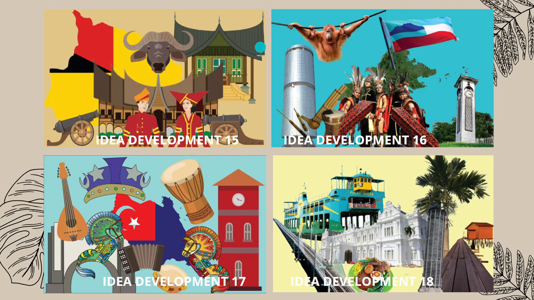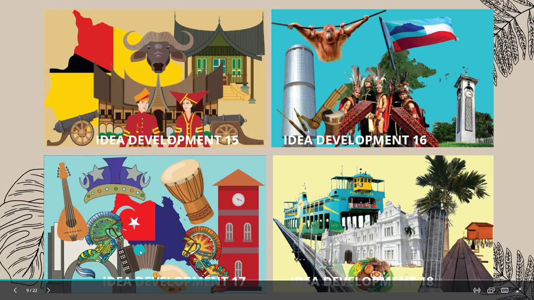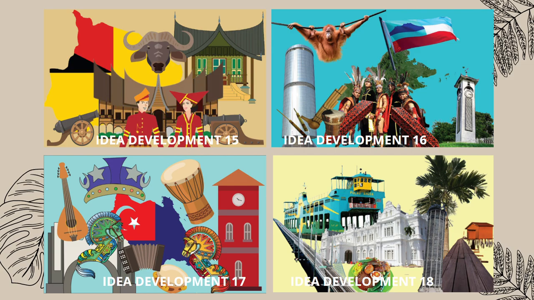And then for the idea development number 16 is about the Sabah culture. You can see it has orang utan, Sabah flag and also the costumes of Sabah people. And then for the idea development number 17 is about the Johor culture. For the idea development number 18, it is about the Penang culture. We have the Jambatan Pulau Pinang, we have ferry and also nasi kandar.